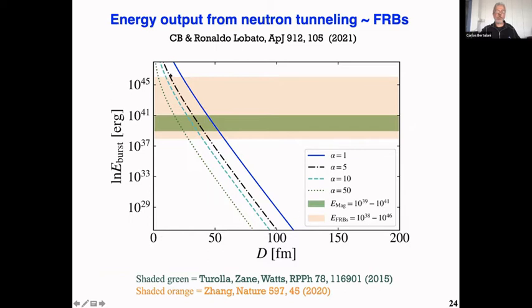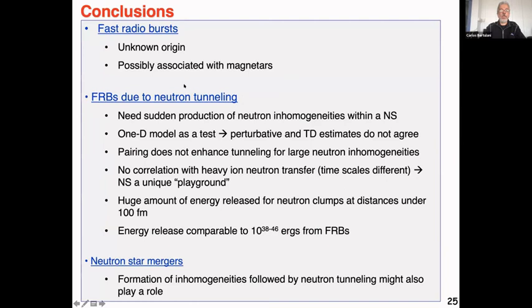We have that as a function of the distance between these inhomogeneities, we can find values below, let's say, 50 fermis between them, in which the energy released is really large. It enters this region of the observed FRBs. So with that I will conclude and say that this could also play a role in neutron star mergers, because you also form inhomogeneities as they merge, and this probably is a phenomenon that will occur there and might also release a large amount of energy by neutron tunneling.